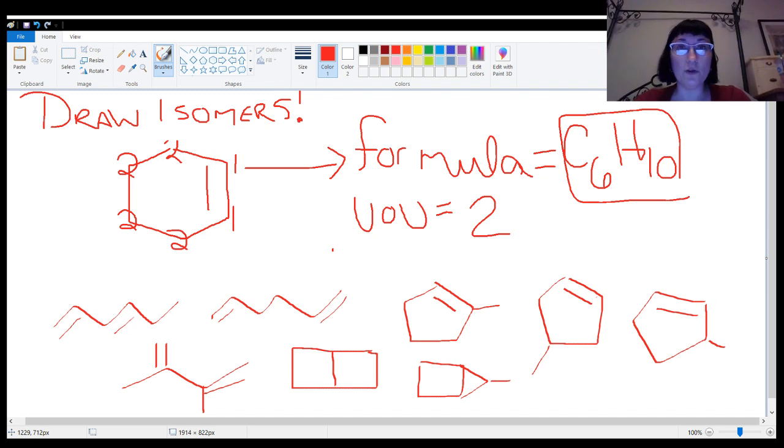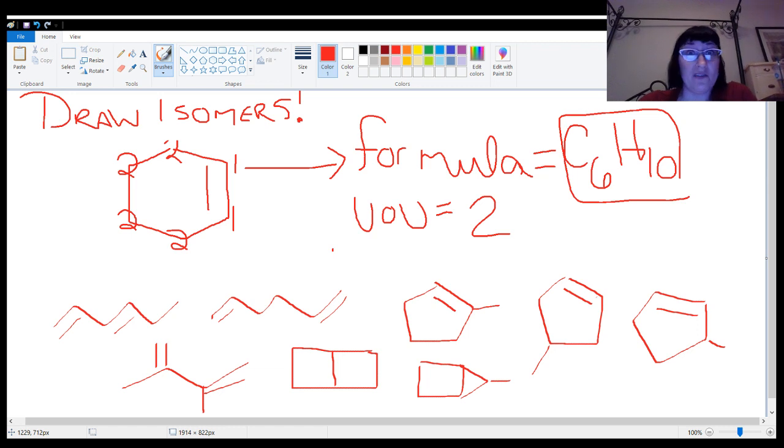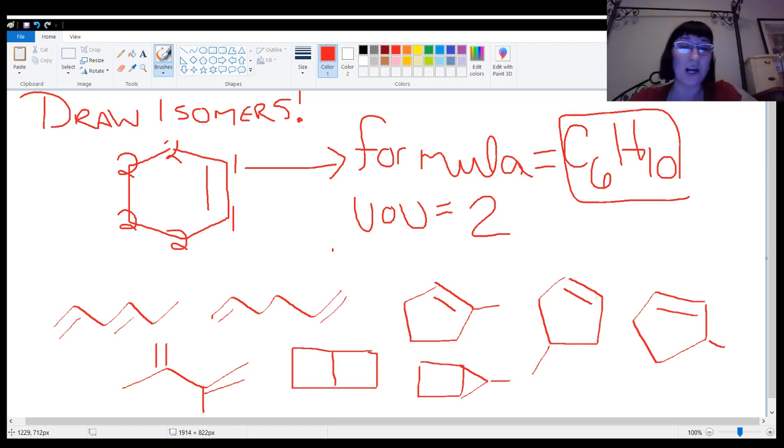So all I'm doing is just randomly writing down however many carbons, and then I basically add in units of unsaturation. Right, that's really all you have to do. I did not count a single one of those numbers of hydrogens because I don't have to. As long as you have the right number of carbons and the right number of units of unsaturation, you're not going to get it wrong.